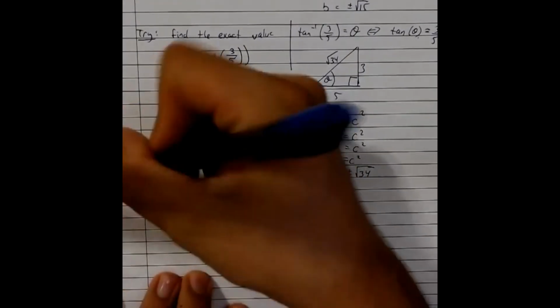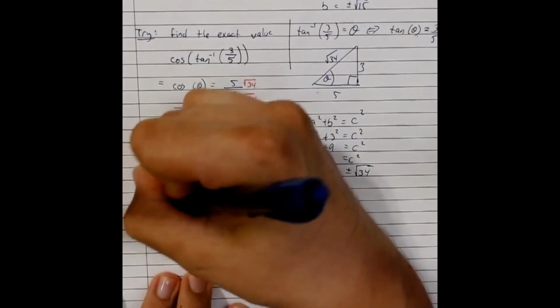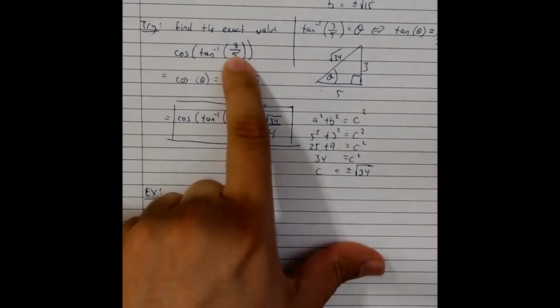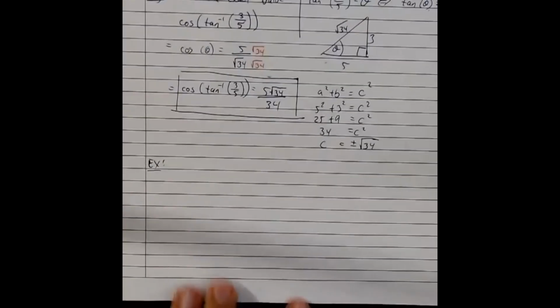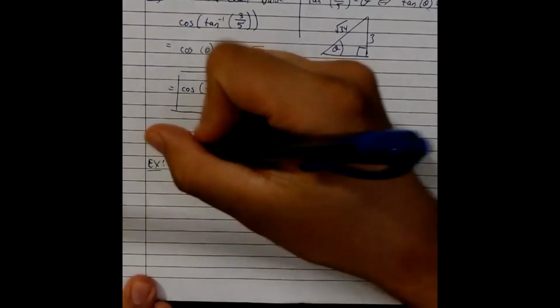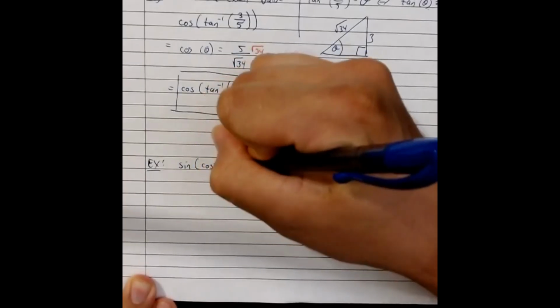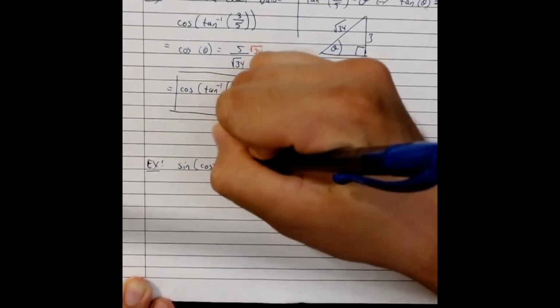Finally, as our last example, let's do one very much the same way, except now instead of having these both be constant numbers, let's have a variable. So let's go ahead and take the sine of the inverse cosine of x.